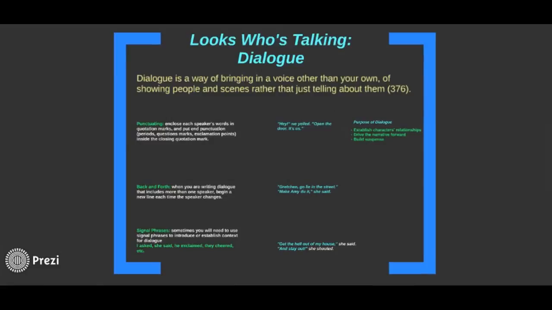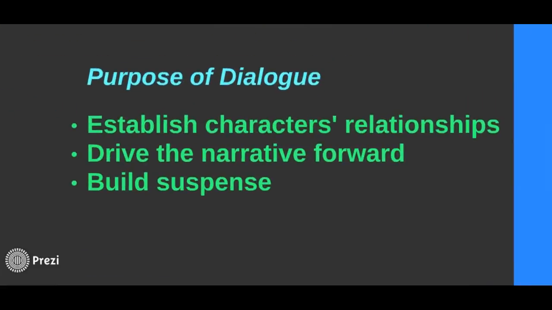Look who's talking, dialogue. Dialogue is a way of bringing in a voice other than your own, of showing people and scenes rather than just telling about them. Dialogue can have different purposes. One of the first purposes is to establish characters' relationships with each other. When you see the way that they talk to each other, you get a sense of what kind of relationship they have. It can also drive the narrative forward. We have dialogue that we understand is going to push the events in a forward motion and make something happen. And then dialogue can, of course, build suspense as well.